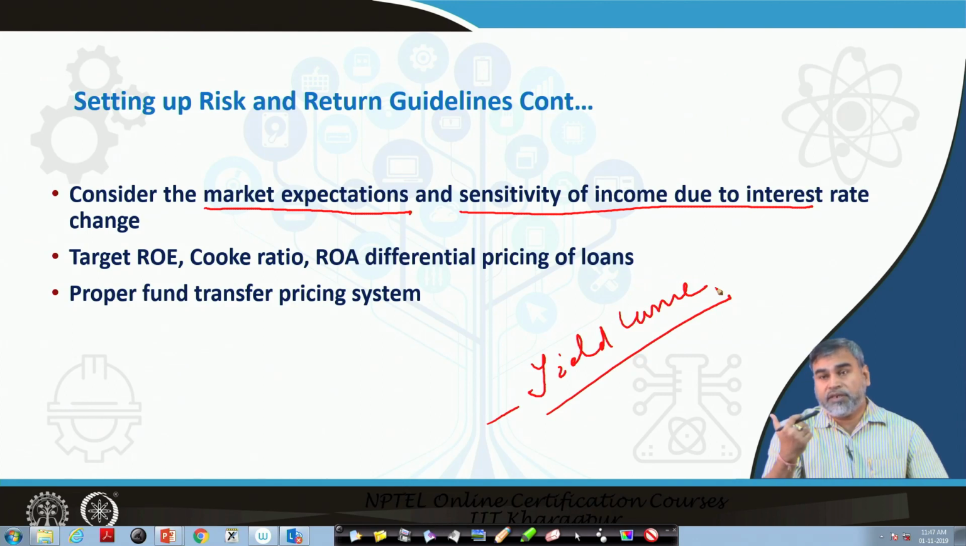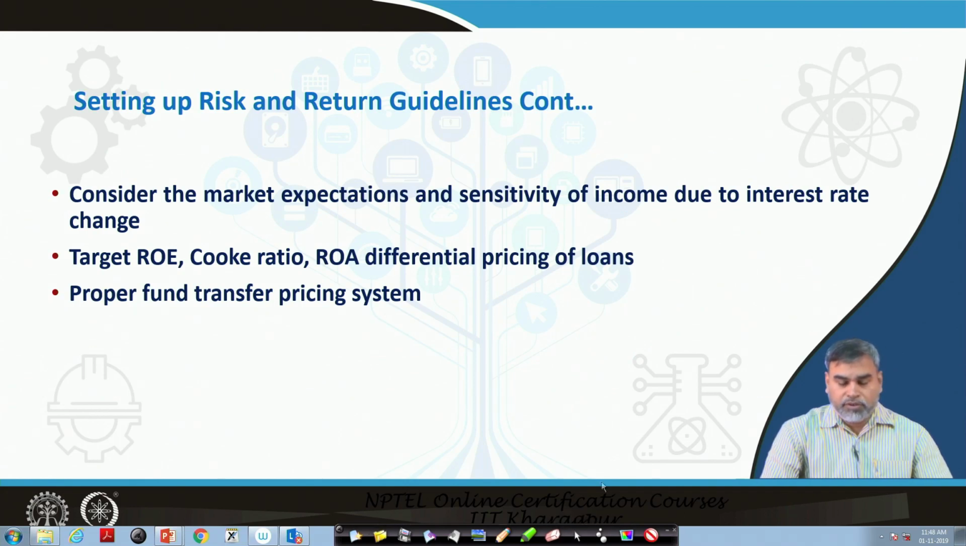Although it is a very risky kind of strategy, still we can use these things for deciding the risk return guidelines. Then what is the target you want to fix? You can target your return on equity, you can target your capital ratio, which is popularly known as the Cooke ratio. You can also target your return on asset and different pricing of the loans, which can maximize the profit and the total value of the bank, and also the proper fund transfer pricing system. How the funds can be transferred from one particular line to another line can also be decided whenever we are setting up the risk and return for this particular business.